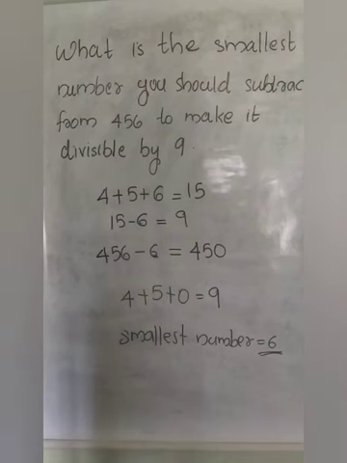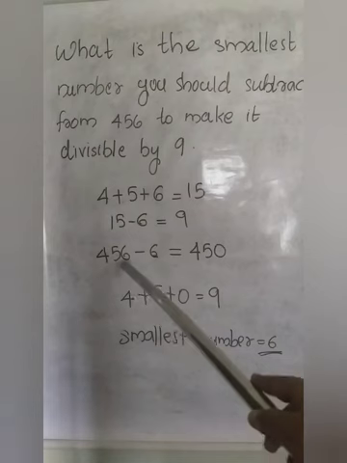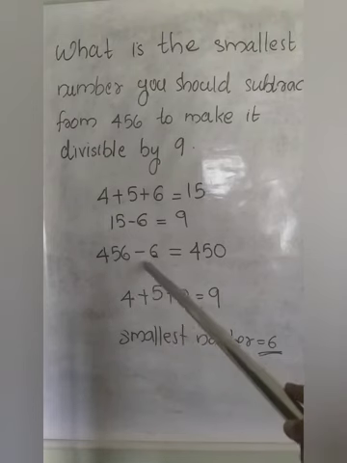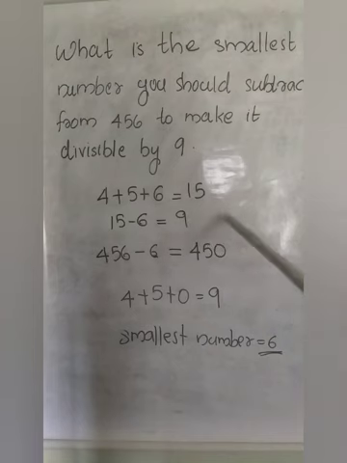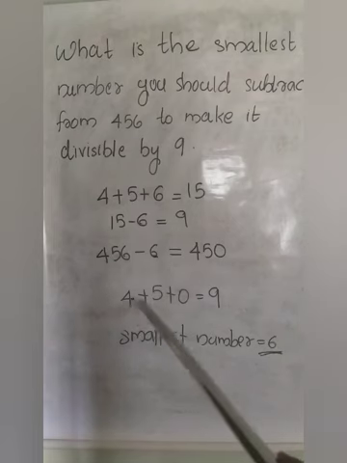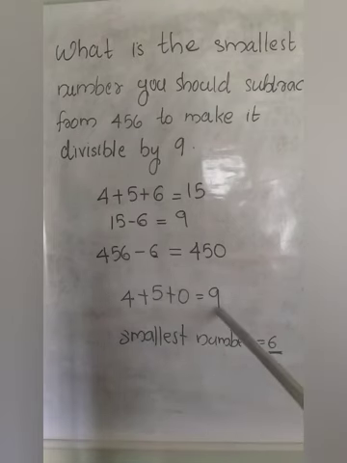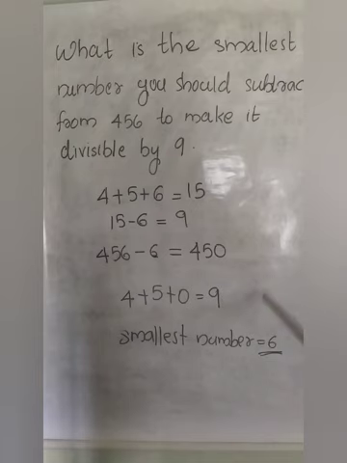So, the number to be subtracted is 6. The given number is 456. If I subtract 6, what is remaining? 450. Now check whether 450 is divisible by 9. How will we check? By adding all the digits. 4 plus 5 plus 0 is equal to what? 9. 9 is a multiple of 9. So we can say this number is divisible by 9.